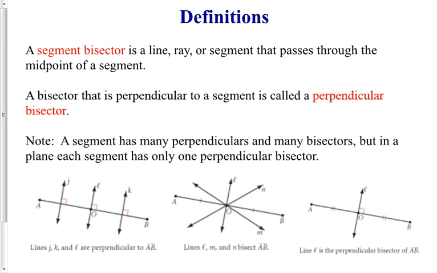Note that a segment has many perpendiculars and many bisectors, but in a plane, each segment has only one perpendicular bisector. In the three diagrams below, we show this statement. On the far left, segment AB has many perpendiculars. In the middle diagram, segment AB has many bisectors, each passing through the midpoint O. And finally, the diagram on the right shows that segment AB has only one perpendicular bisector.